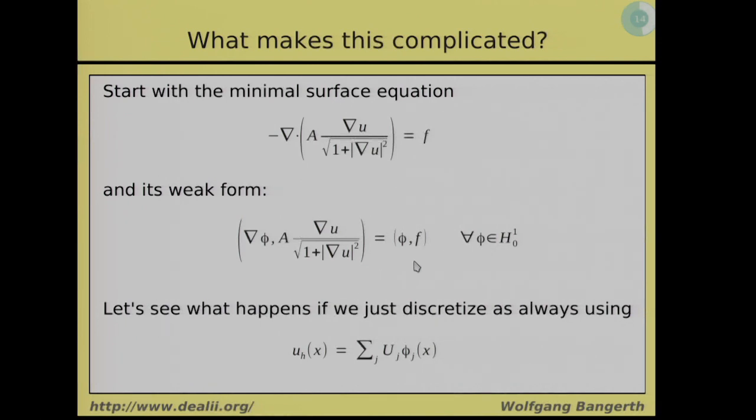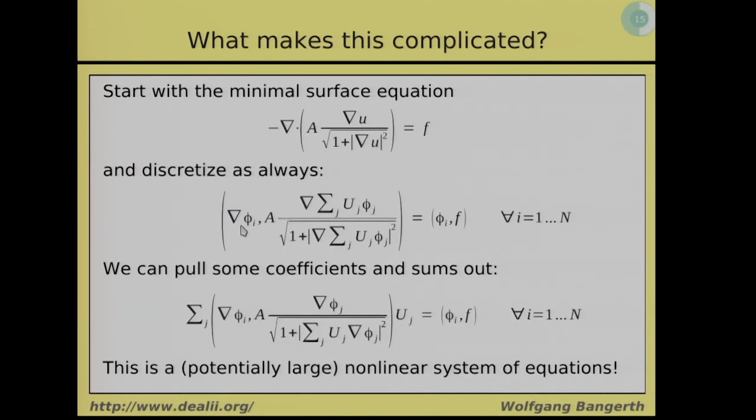So this is the equation, and then of course the naive thing to do would be to say, let me take my usual finite element approach. I'm going to say u_h equals the sum over j of coefficients u_j, these are just numbers, times my shape functions phi_j. I'm going to put it in here, and I'm going to test it not with all functions but only with the discrete test functions, and what I get is gradient phi_i times this whole thing, where I've replaced u_h by my sum, equals phi_i times f for all i equals 1 through n.